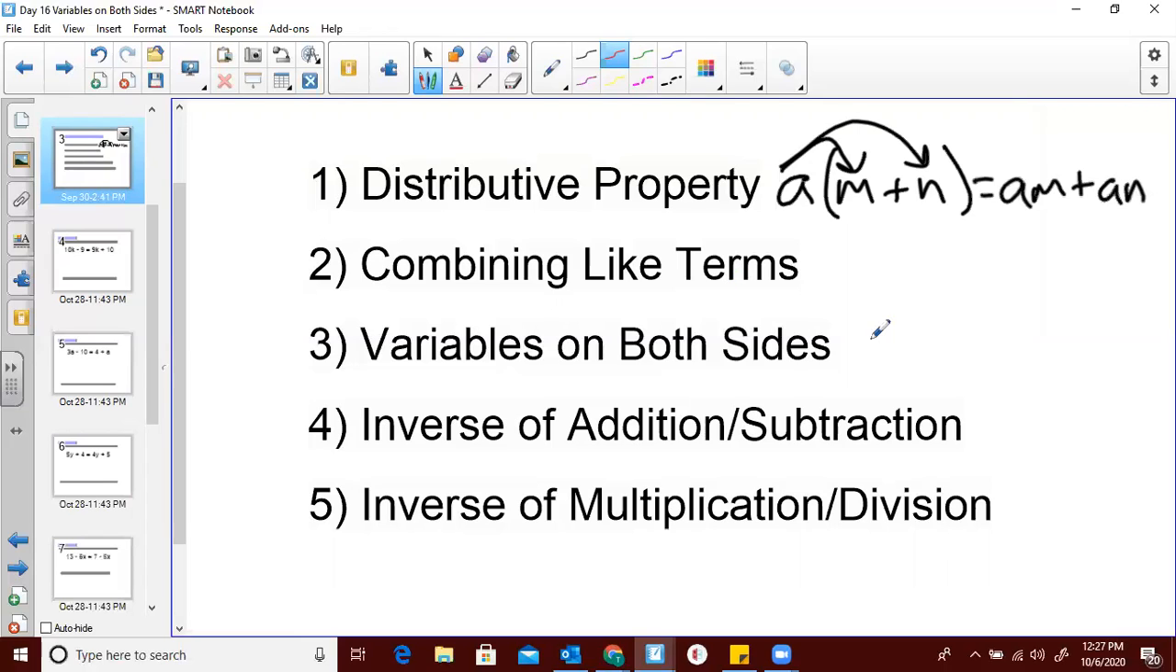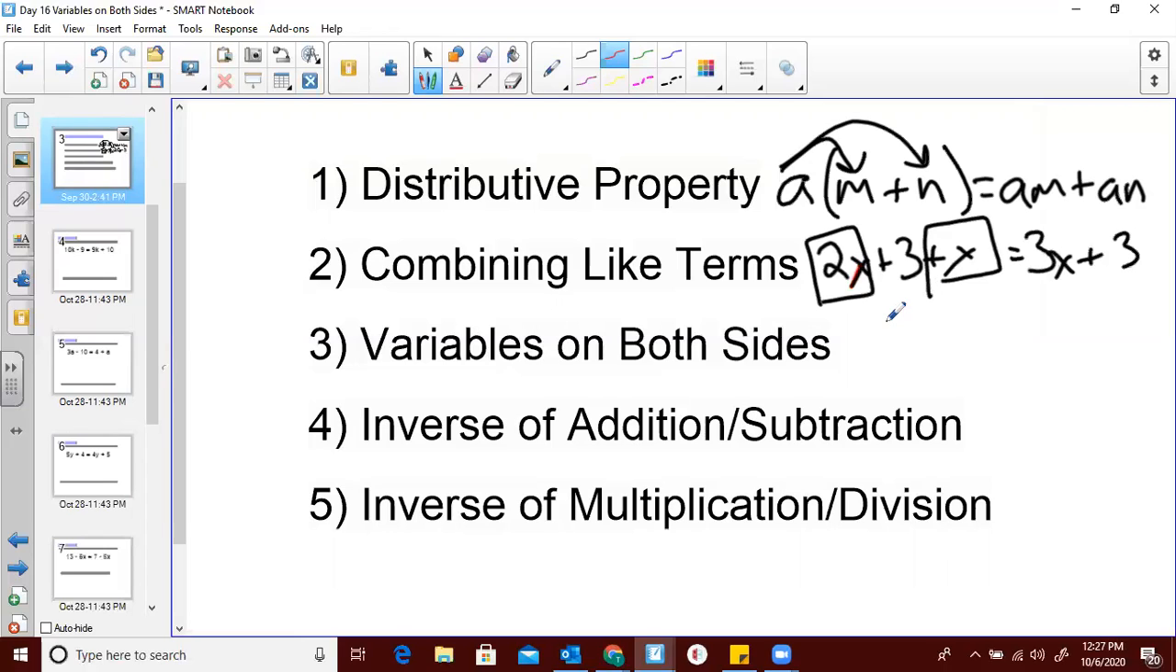All right. Then we have combining like terms. If we're doing that, we would have, say, 2x plus 3 plus x. We would want to find the things that are on the same team, and this would be the x team. So 2x plus x would give us 3x plus 3.